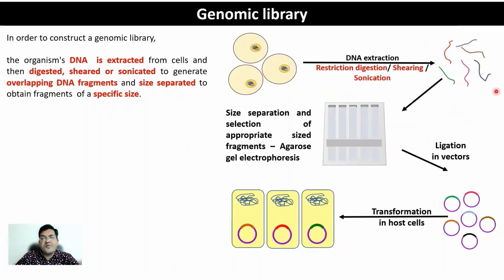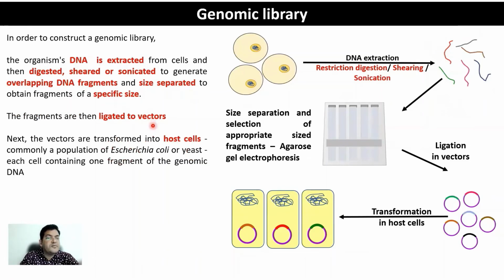And because you're doing random fragmentation, what you get is actually overlapping DNA fragments, which is very important in case of genome sequencing because that would help you assemble the genome, and we'll discuss this in more detail as we go along, right? So then the fragments are ligated to vectors, and vectors are then transformed into the host cells. Commonly a population of E. coli or yeast can be used, and each cell contains one fragment of the genomic DNA that you began with, right? So this is your library here.